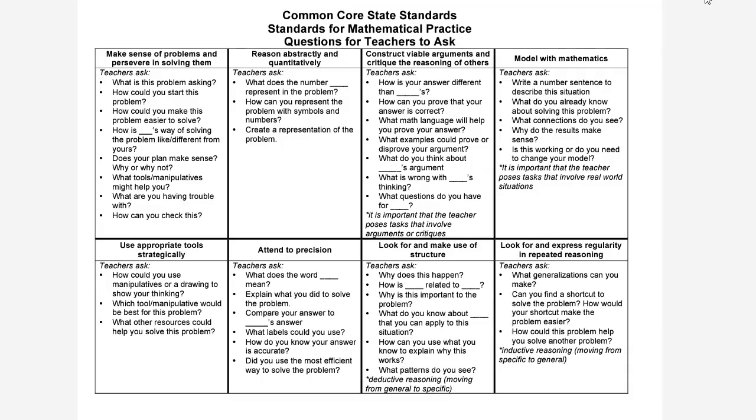Other ways to address attention to precision are with the following questions. What does the word blank mean? Why can you use this word, definition, theorem, postulate, etc., to justify that step in your proof? Explain what you did to solve the problem. Compare your answer to somebody else. Do they make sense? Do they match up? Why or why not? What labels could you use in your solution? How do you know your answer is accurate? Did you use the most efficient way to solve this problem?